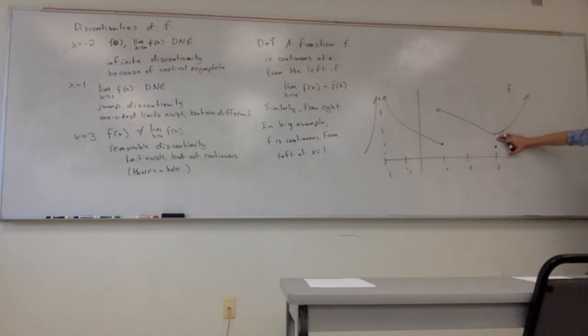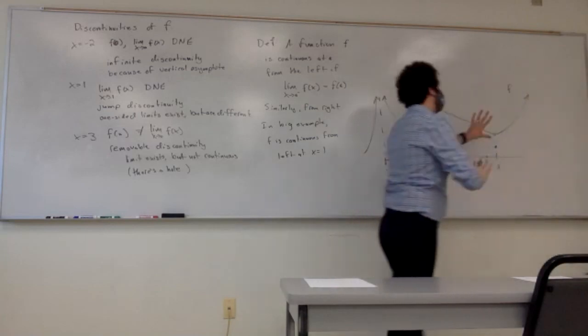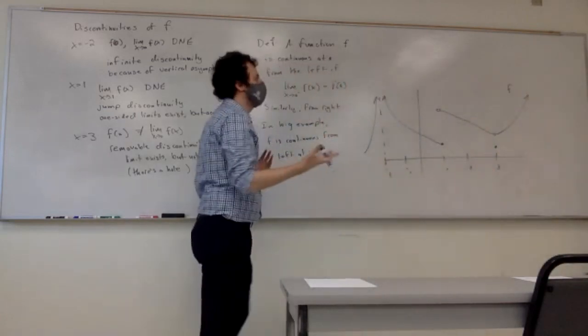At x equals 3, this isn't continuous from either side, because even if you just look at one side or the other, the limit is up here at the hole, but the point is down here. So this doesn't have one-sided continuity either way, even though the limit exists.